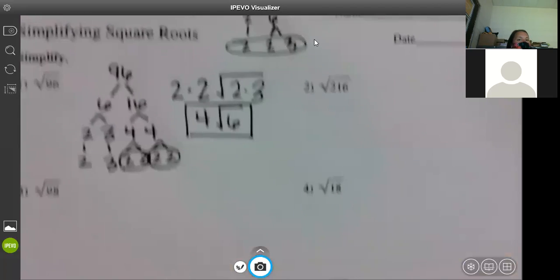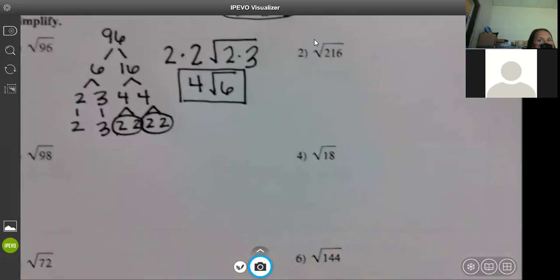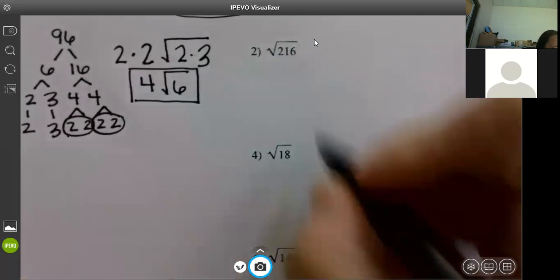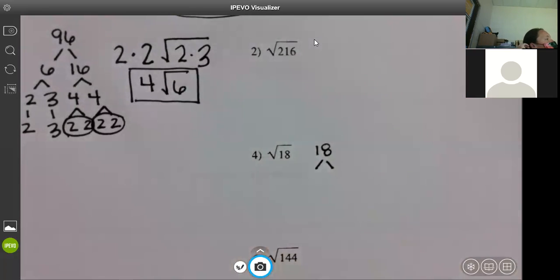All right, I'm going to do a smaller number so you can see it a little better. I'm going to go to number 4, but we'll come back. What are your factors of 18? Give me 2 factors of 18. What multiplies together? You get 18. 2 and 9. 2 and 9, 6 and 3. Any of those will work, okay? You don't have to pick the same one that your neighbor picked.